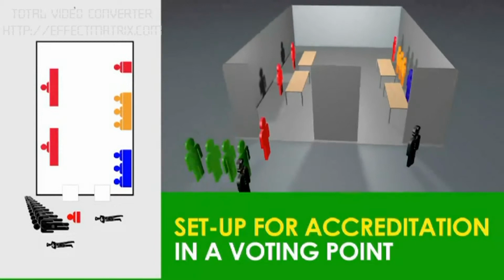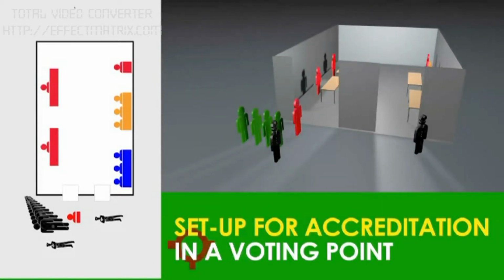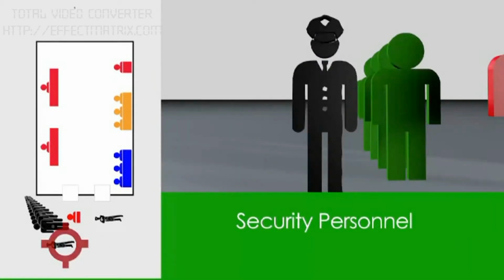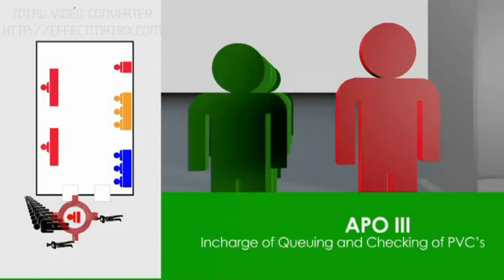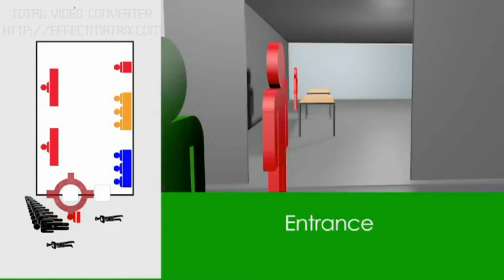Now, let's look at the setup or layout for accreditation in a voting point, VP. This is the security personnel providing security. This is APO3 in charge of queuing. Entrance to the voting point.